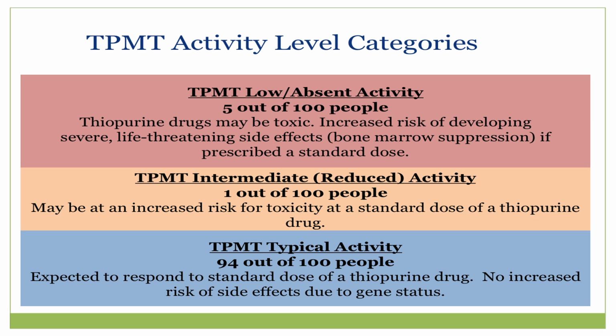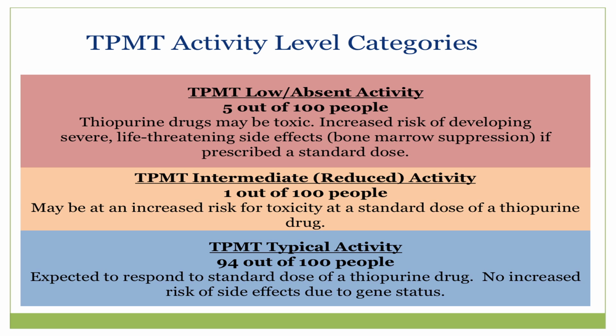For individuals predicted to have low or absent TPMT activity, thiopurine drugs may be toxic. These individuals have an increased risk of developing severe, life-threatening side effects like bone marrow suppression if prescribed a standard dose of a thiopurine drug. Individuals predicted to have intermediate or reduced TPMT activity may be at an increased risk for toxicity at a standard dose of a thiopurine drug. Individuals predicted to have typical TPMT activity are expected to respond to a standard dose of a thiopurine drug with no increased risk of side effects.